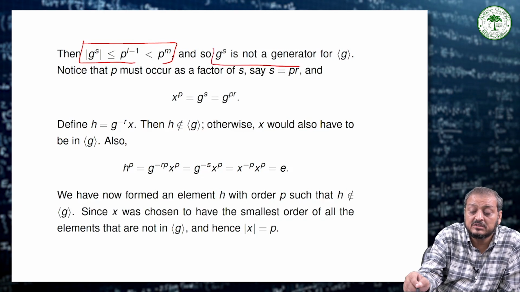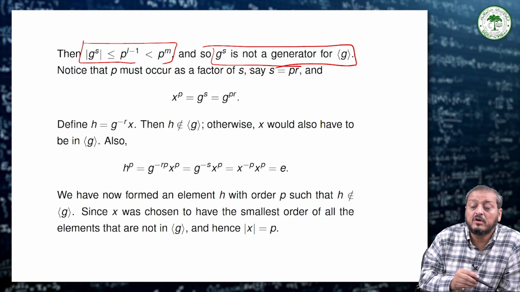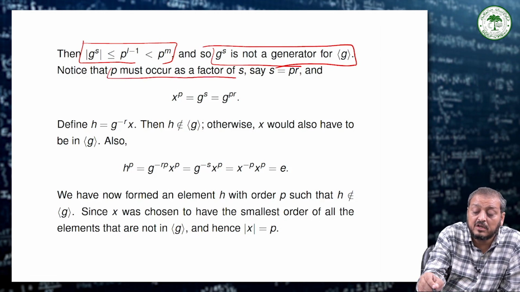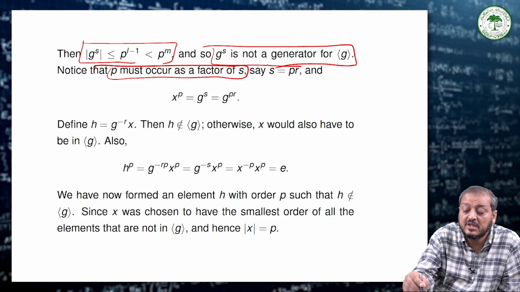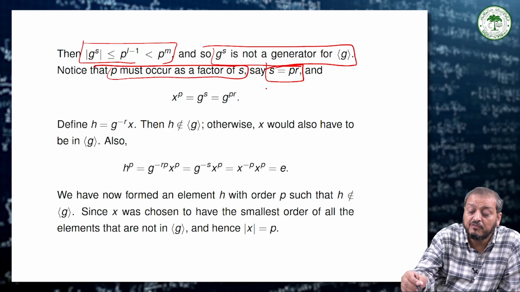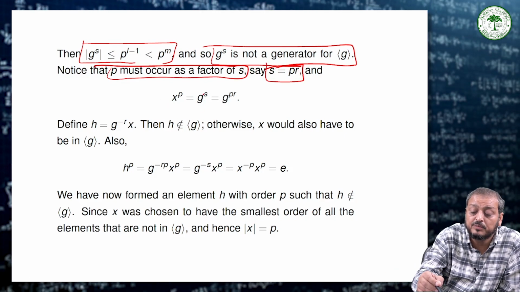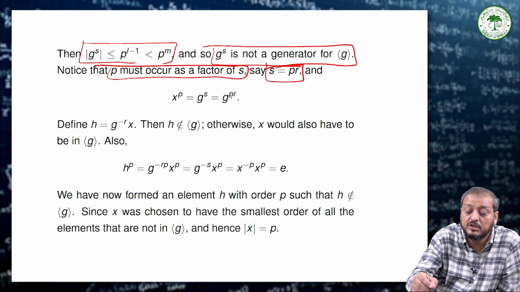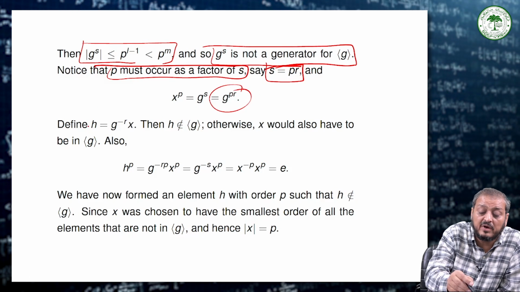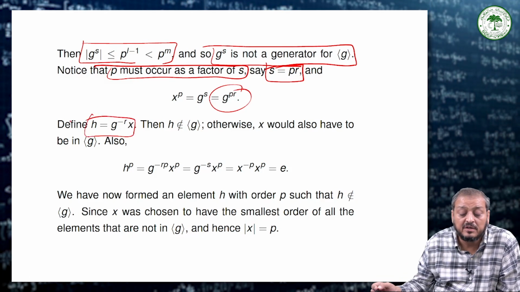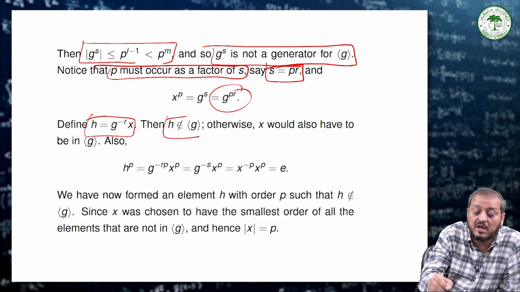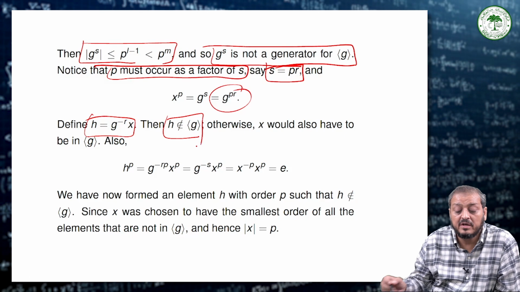So g to the power s is not a generator for G, so p must occur as a factor of s. This means we can write s as p times r. If s is p times r, then X to the power p is equal to g to the power s, which is g to the power p times r. Suppose we define h as g to the power minus r times X, and h is not an element of the subgroup generated by g.